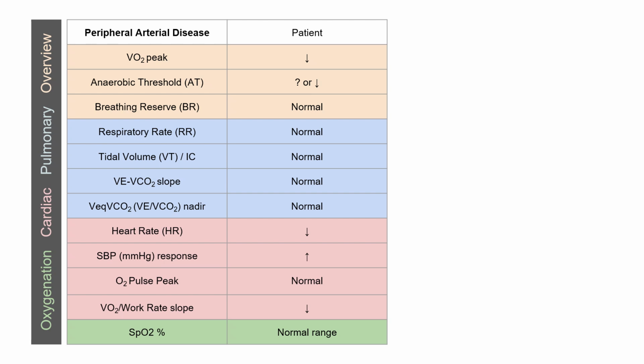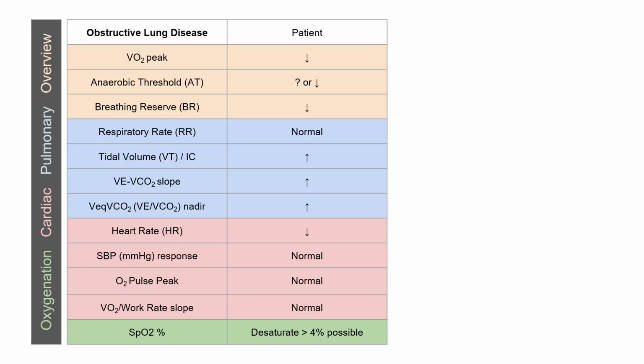Their heart rate will be reduced, typically because they've stopped the test early because of severe claudication. Their blood pressure response will be very elevated, if you remember Ohm's law, because they're unable to adequately reduce their systemic vascular resistance. They have this excessive rise. They'll have a normal O2 pulse peak, and their VO2 work rate slope will typically be somewhat reduced, and they don't typically desaturate.